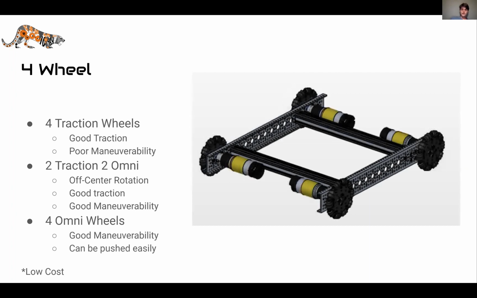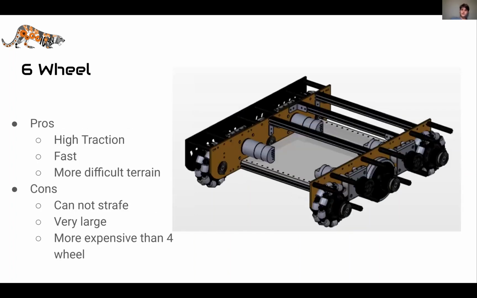And these are some of the different variations. So earlier was the 2 traction, 2 omni variation. These are the 4 omni variation. And this is 6-wheel.